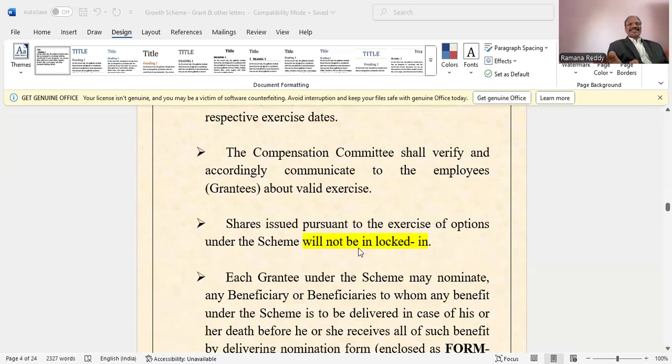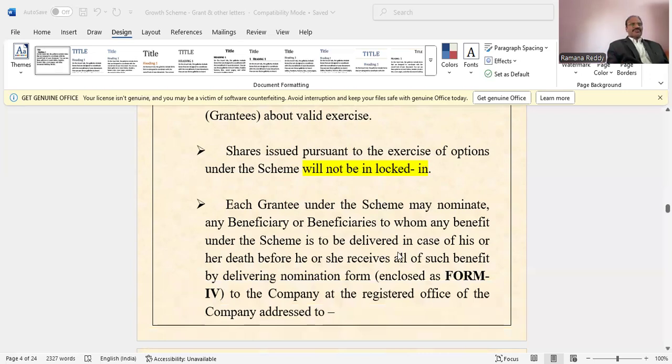Shares issued pursuant to the exercise of the options under the scheme will not be locked in. If there is no lock-in, we will say so. If companies still want to keep any lock-in, this is not mandatory, but the company has the option. The NRC will take a decision.